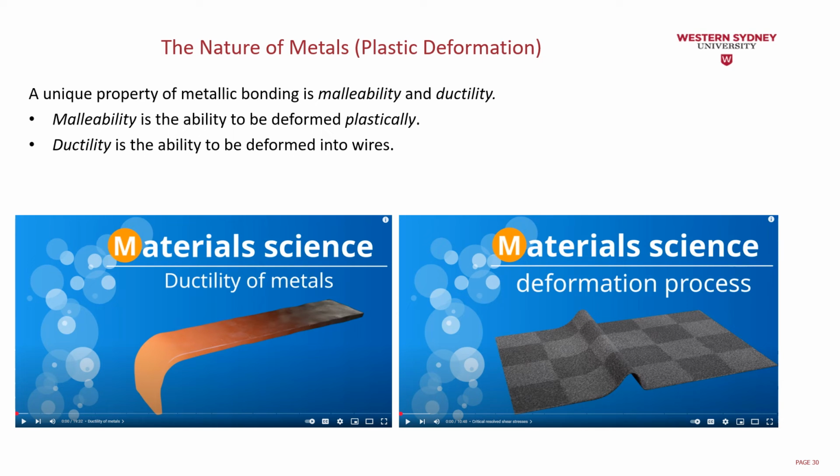So a unique property of the metallic bonding is the malleability and the ductility. The malleability is the ability to be deformed plastically, and the ductility is the ability to be deformed into wires.